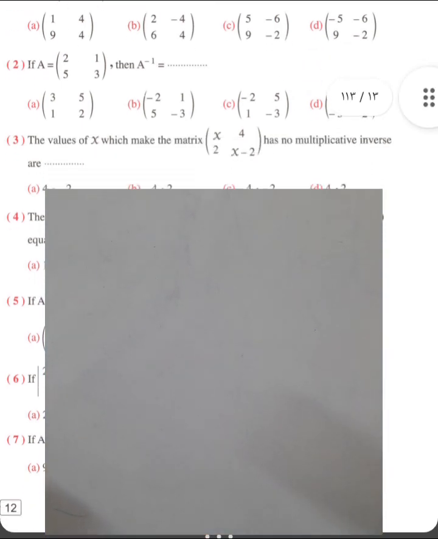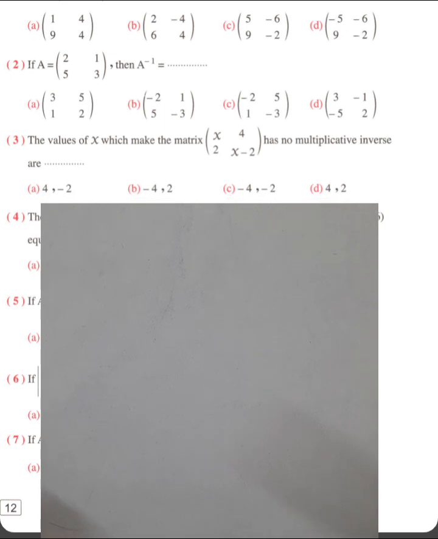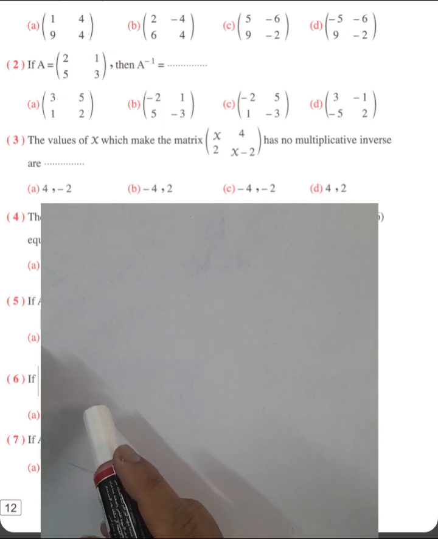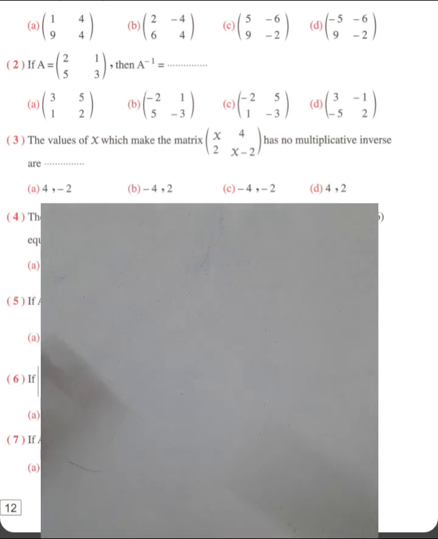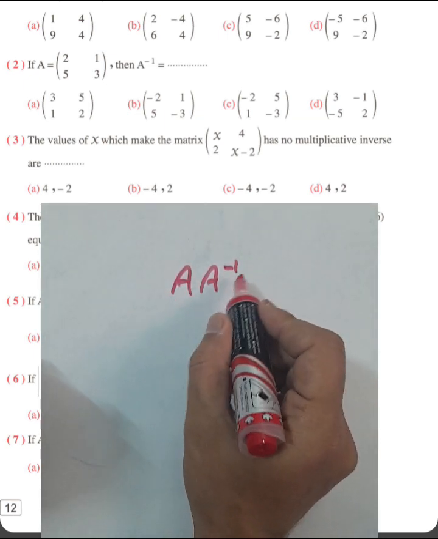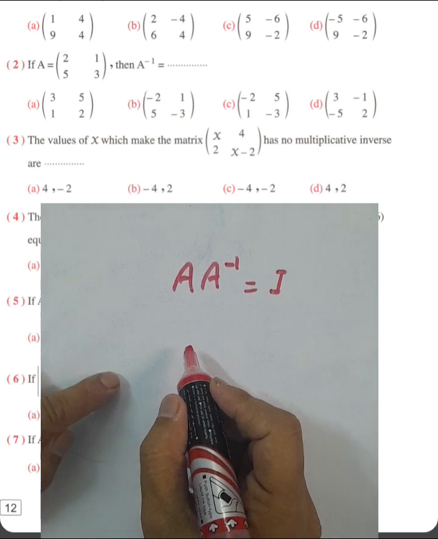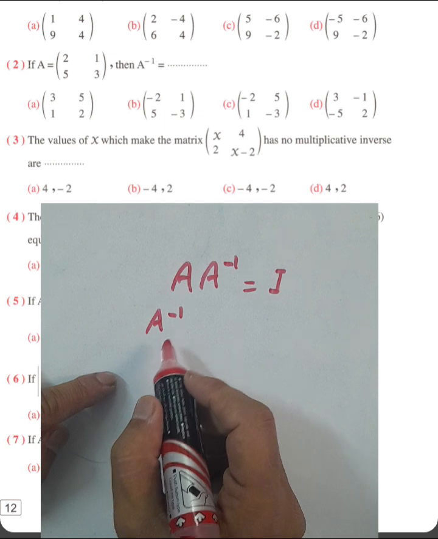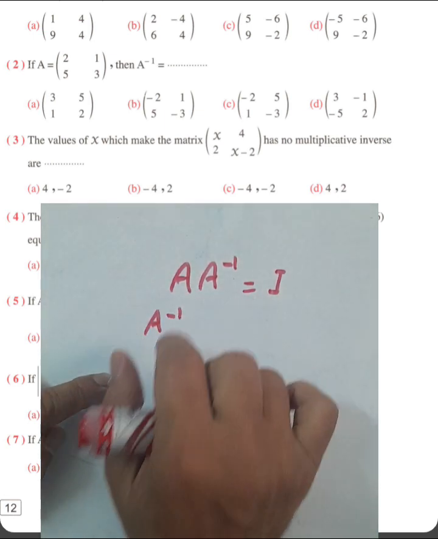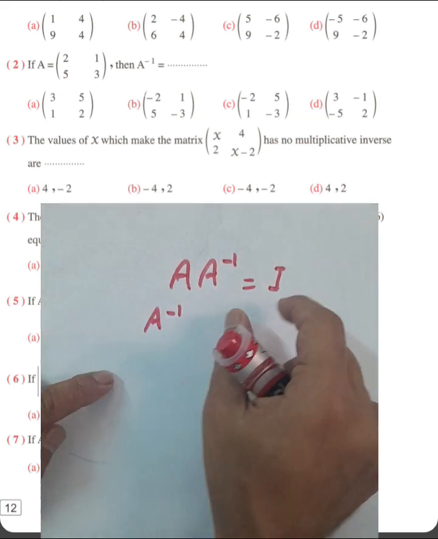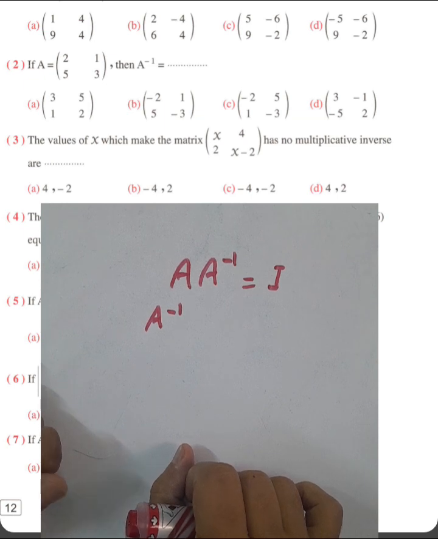Question number 3, the values of x which make the matrix have no multiplicative inverse. We want to find the multiplicative inverse here. You want to find the value of x that makes the matrix have no multiplicative inverse. Okay, what about the multiplicative inverse? Multiplicative inverse means A multiplied by its inverse A to the power negative 1 equals I, and then the product between them equals I, and each element in the first row equals 1 and 0, 1 and 0.